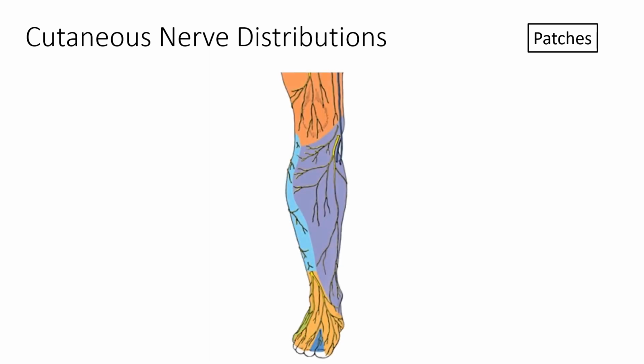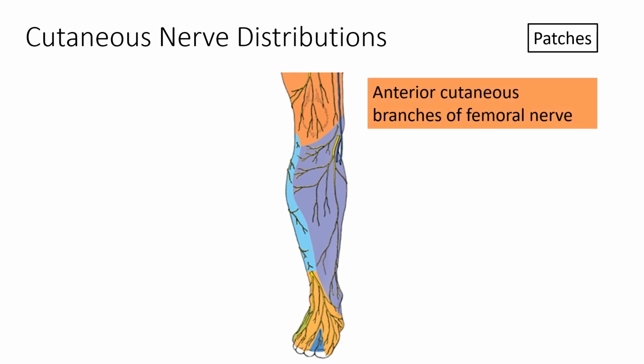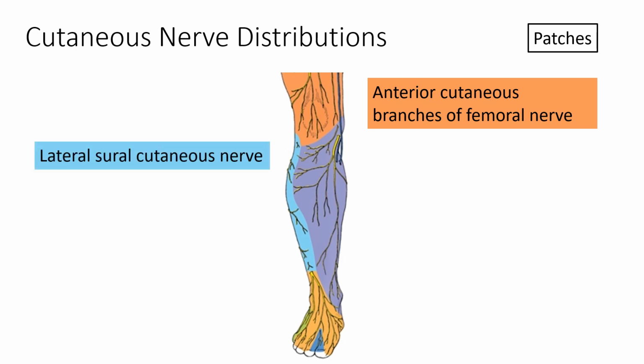So if we're looking at cutaneous nerve distributions on our leg, the area more on the anterior part of the knee is innervated by anterior cutaneous branches of the femoral nerve. The lateral part of the leg is innervated by the lateral sural cutaneous nerve, whereas the medial portion of the leg is innervated by the saphenous nerve that comes off femoral pretty high up.